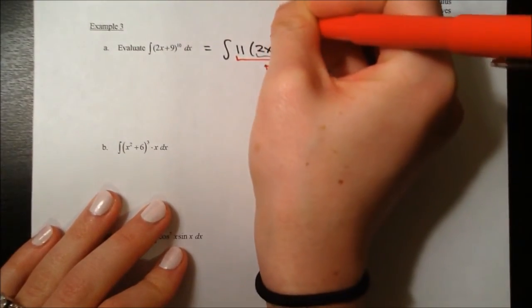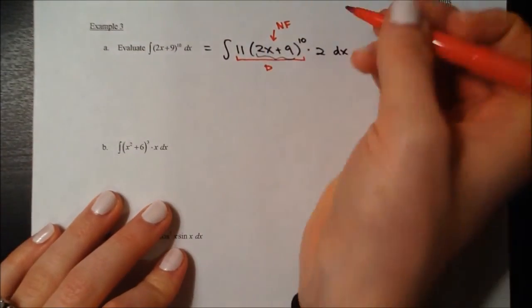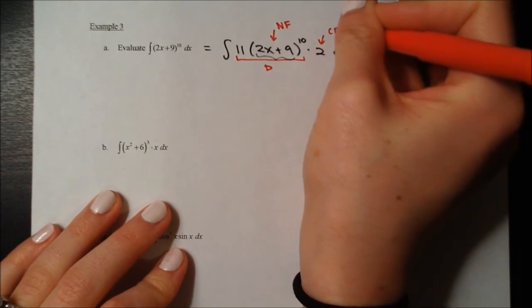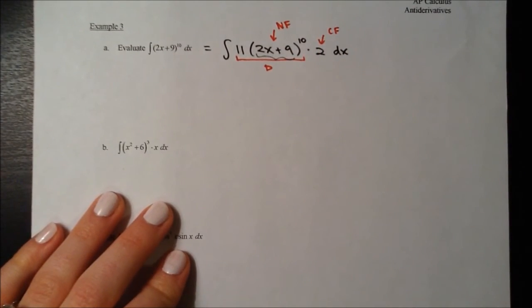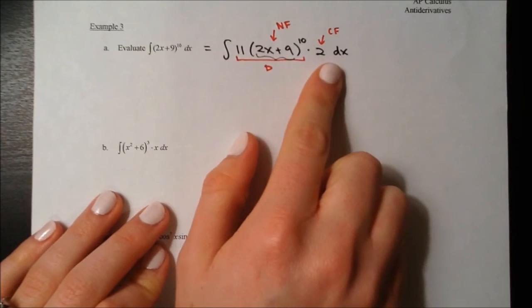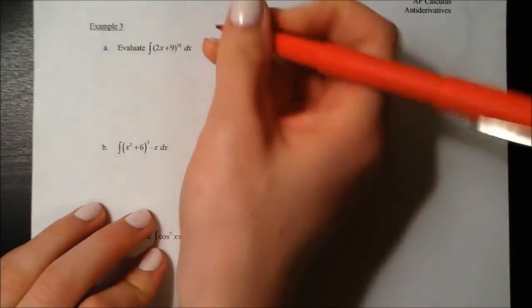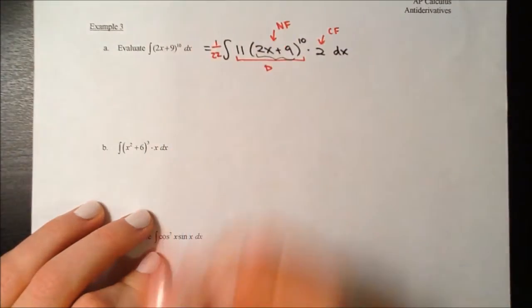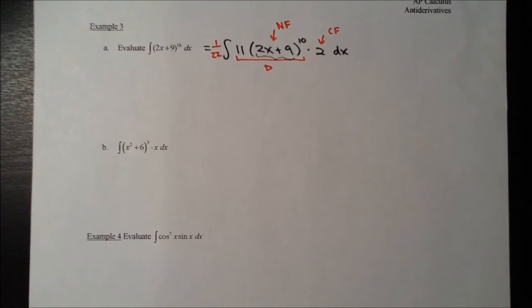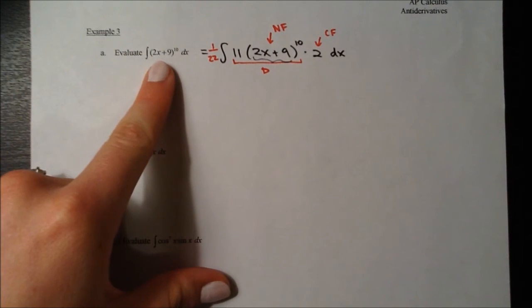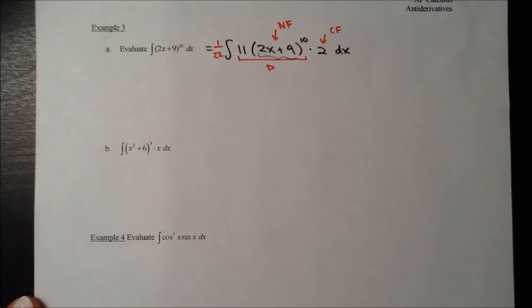Here's our nested function of the 2x plus 9, and then you're expecting to see the derivative of the 2x plus 9, which is 2. But now I just threw in an 11 and a 2, which means I really threw in a 22, and so I need to balance it out with a 1 over 22 on the outside. That's what that balancing factor is there for. So if I were to redistribute everything, multiply all those constants out, I'd land right back here, but that's not the point. That would be counterproductive.